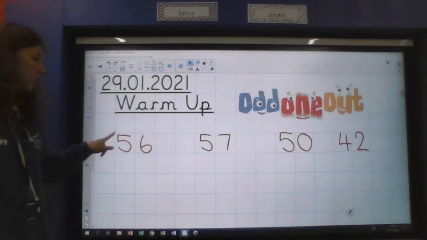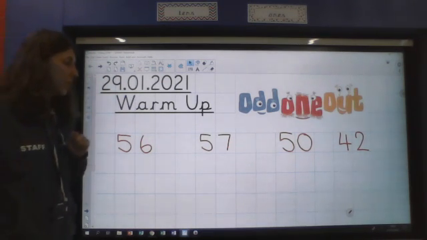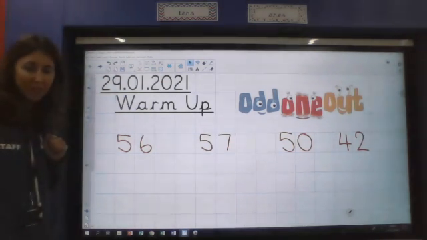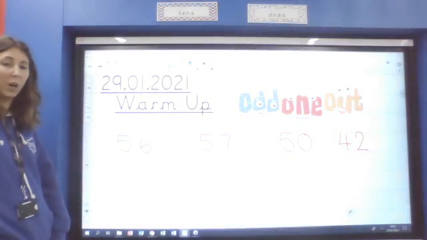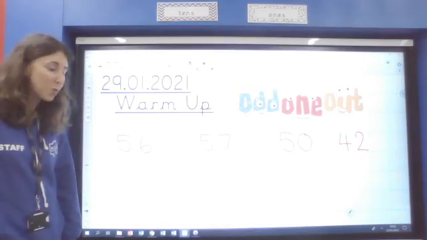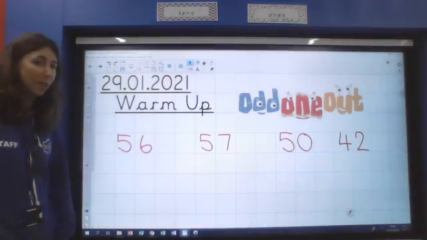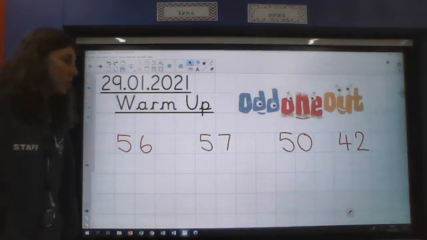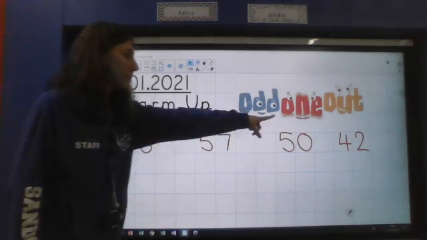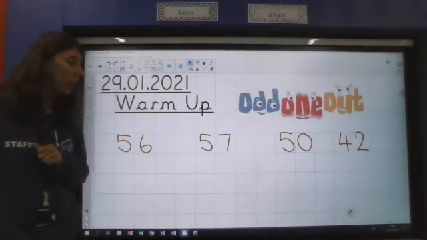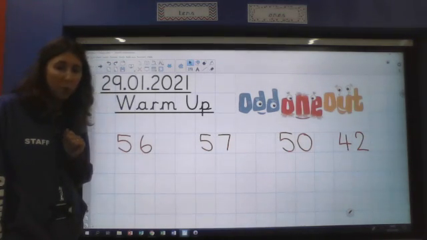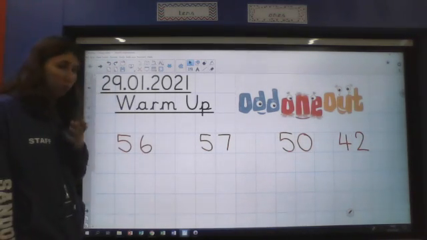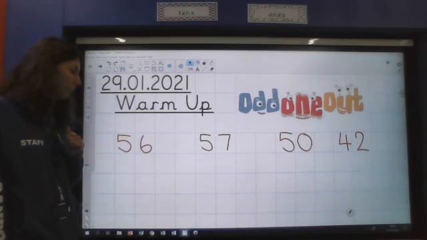42, 56, 57, 50 and 42. Have a chat about that one with your grown up. You could come up with more than one reason why a different number could be the odd one out. Okay. Now the obvious one to me, the one that looks the most different, is 42, isn't it? 42 doesn't have 5 tens, but all the other ones do. You might have said 42.